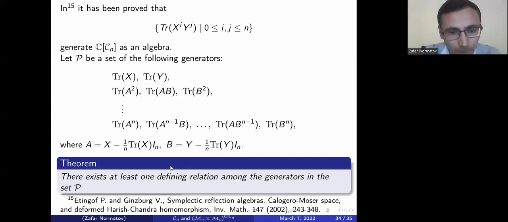Generally, in this paper, Ayupov and Ginsburg proved that the following set generates Cn as an algebra. Now we take a subset of this set. Let P be the set of the following generators. And we have the following theorem. There exists at least one defining relation among these generators in the set P.